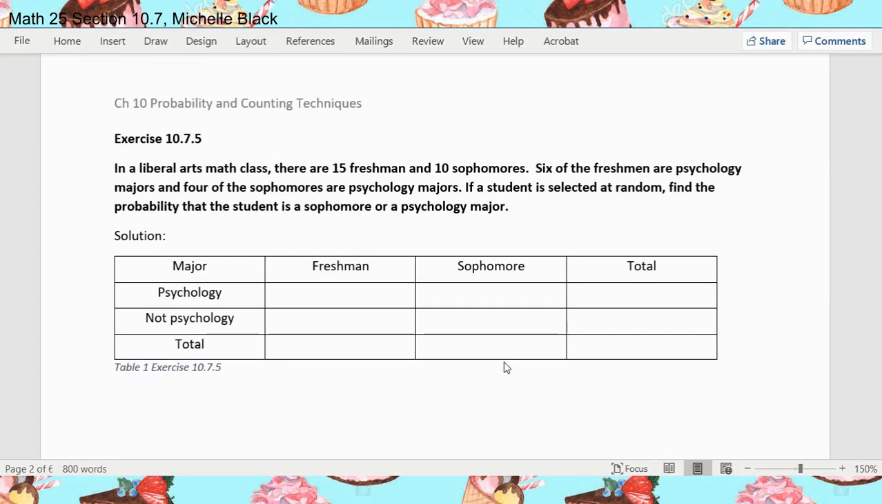Problem 5. In a liberal arts math class, there are 15 freshmen and 10 sophomores. 6 of the freshmen are psychology majors, and 4 of the sophomores are psychology majors. If a student is selected at random, find the probability that the student is a sophomore or a psychology major. Let's fill out this chart together.